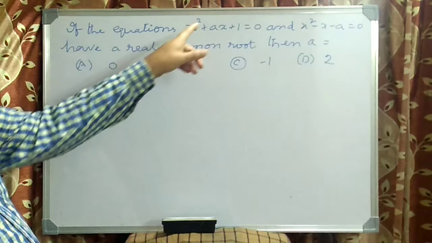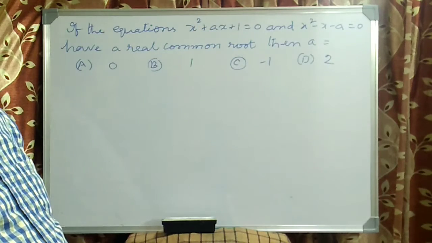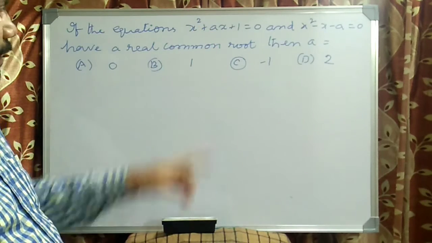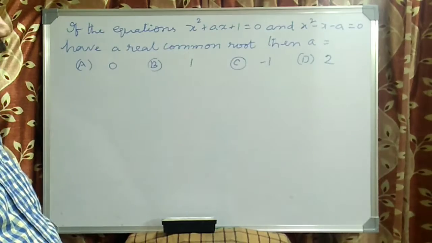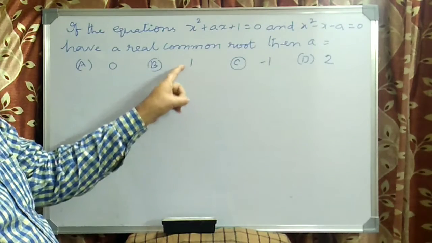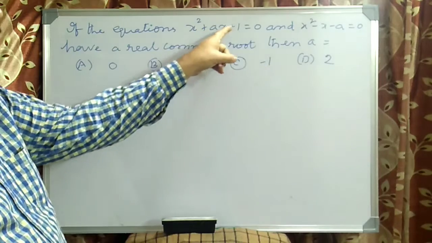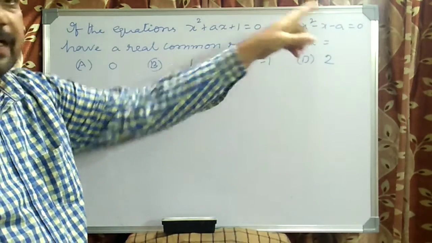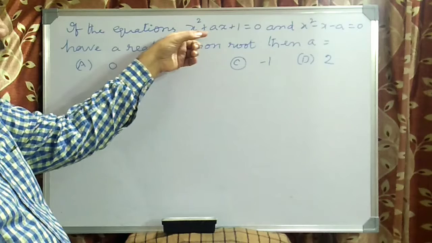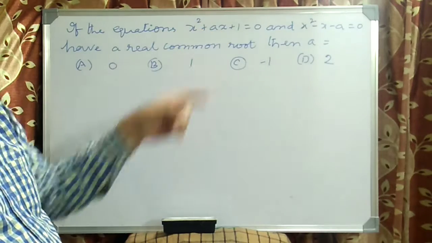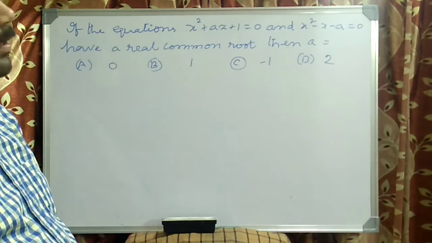So if I put a is equal to 0, the first equation is x square plus 1 is equal to 0, which has no real root very clearly. And if I put a is equal to 1, then it is x square plus x plus 1 and x square minus x minus 1. And once again x square plus x plus 1 is equal to 0 has no real root.